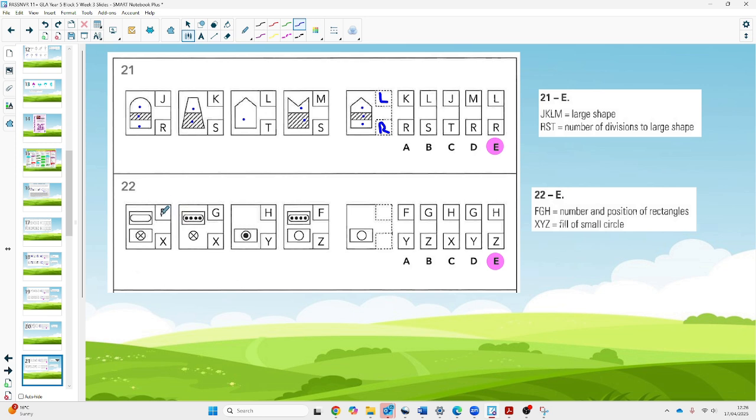And the F's, because they're the same, what do they have in common? It's the number and position of the rectangles. So again, if we have a look at what we require, an H. So that'll be our first letter. Let's cross out the ones that are not H's. And then the bottom letters represent the fill of the small circle. And because ours is blank, it's going to represent Z. So the answer is HZ.